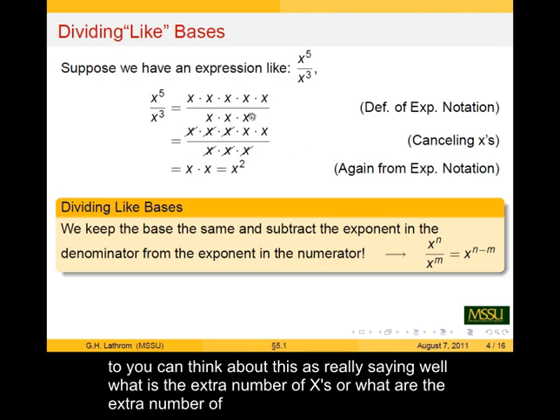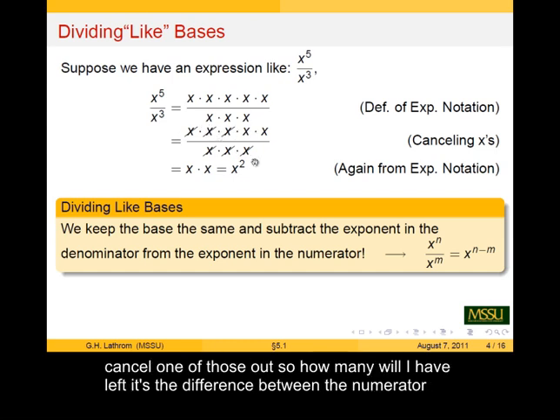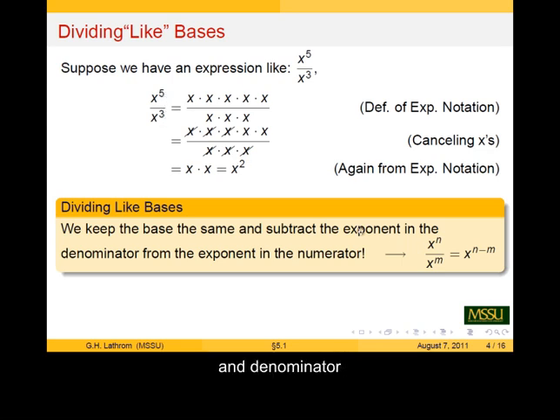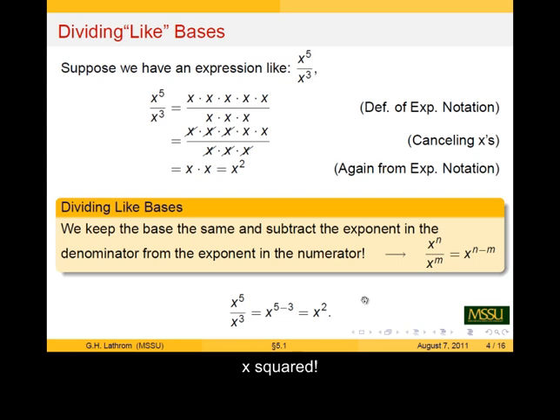So you can think about this as really saying, well, what's the extra number of x's, or what's the extra number of bases that I have in the numerator than I have bases in the denominator? Because for every base that I have in the denominator, I'm going to cancel one of those out. So how many will I have left? It's the difference between the numerator and the denominator. Using that formula, we have x to the fifth divided by x to the third. We subtract the exponents, 5 minus 3, to give us x squared.